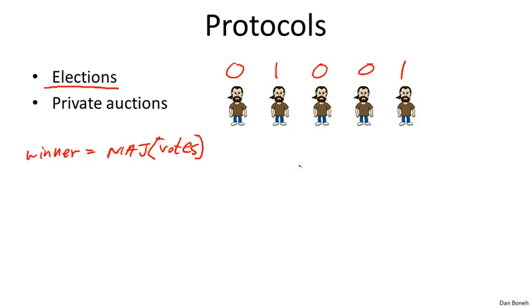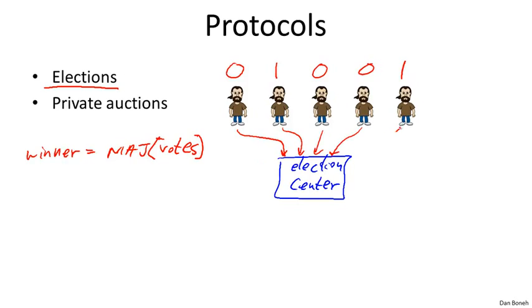And to do so, we're going to introduce an election center who's going to help us compute the majority but keep the votes otherwise secret. And what the voters will do is they will each send a funny encryption of their votes to the election center in such a way that at the end the election center is able to compute and output the winner of the election. However, other than the winner of the election, nothing else is revealed about the individual votes. The individual votes otherwise remain completely private.